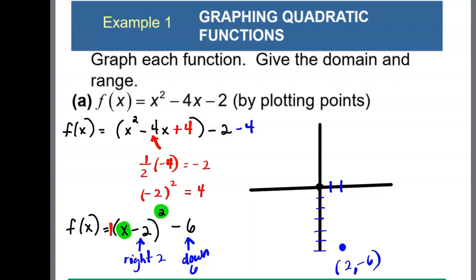Now the easiest way to go about finishing our graph is to find the y-intercept. The y-intercept occurs when x is 0. So the y-intercept is simply -2. So we can plot (0, -2). That's our y-intercept. And in doing so, we get this part of our graph.